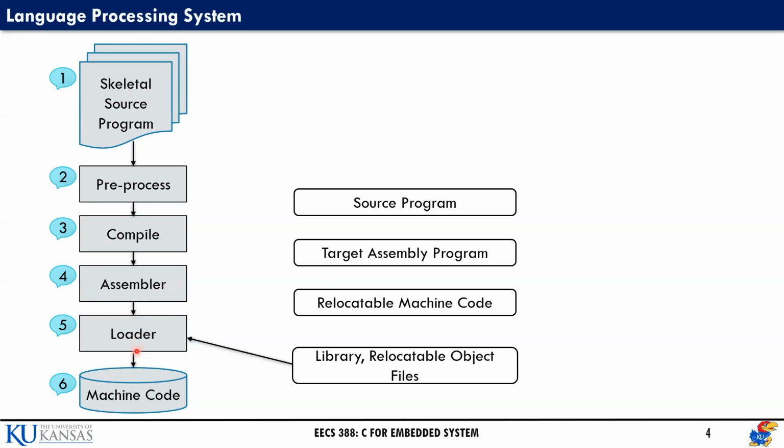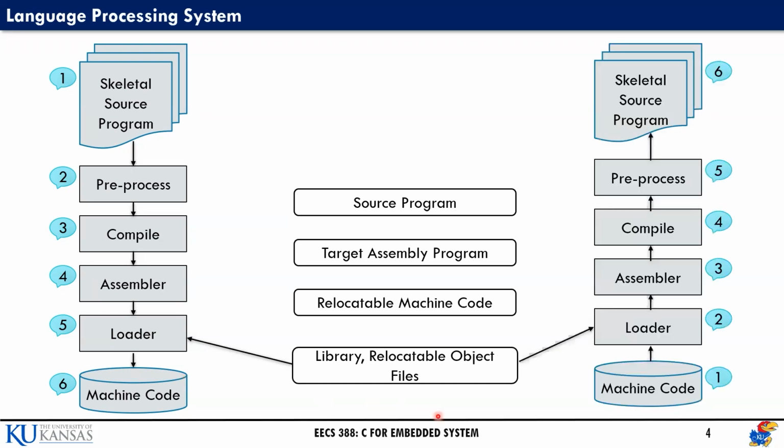And also the loader produces the absolute machine code. After getting the machine code, we can actually do reverse engineering. By reverse engineering here, I mean if we have machine code, we can go backward to retrieve our source code, and that is also possible. So we have these two steps of the language processing system.